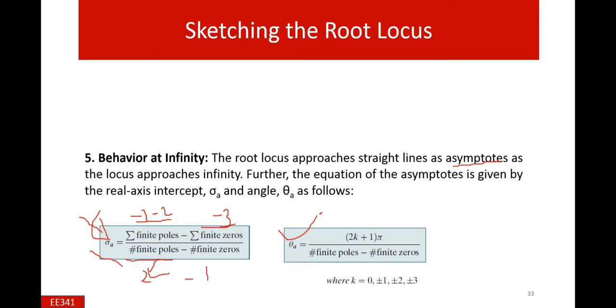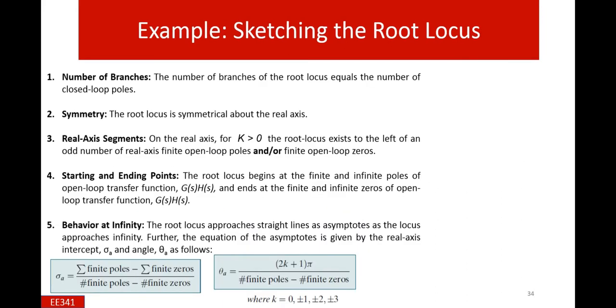And this is the way to find the angles, 2k, where k represents the numbers, and it depends on the difference of the number of poles and the number of zeros. And we will see a detailed example in the next lecture. Maybe we can take some simple example to understand this concept, but these concepts are extensively discussed in the next lecture. Okay.